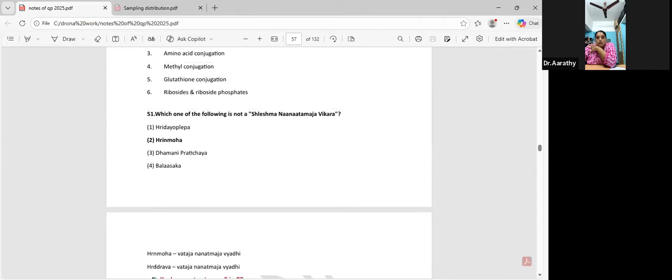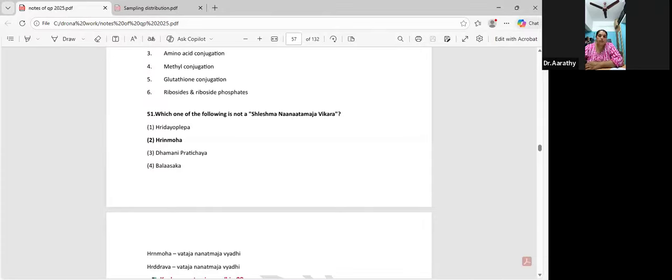Question number 51. Which one of the following is not a Sleshma Nanatmaja Vikara? Another very important chapter in Charaka Sutra is the Nanatmaja Vyadi, chapter number 20. And for that matter, Samanyaja Vyadi, Ashtodariya is also very important. In Ashtodariya, you can get all the diseases and their types in one go. Please do refer to it, and you can add on the types by other acharyas side by side, so that you get all compiled together.